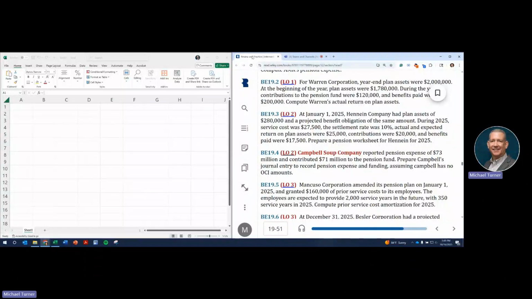Let's work brief exercise 19.3 from chapter 19 regarding pensions and post-retirement benefits. Let's take a look at the problem, set it up, and we'll solve for the question.